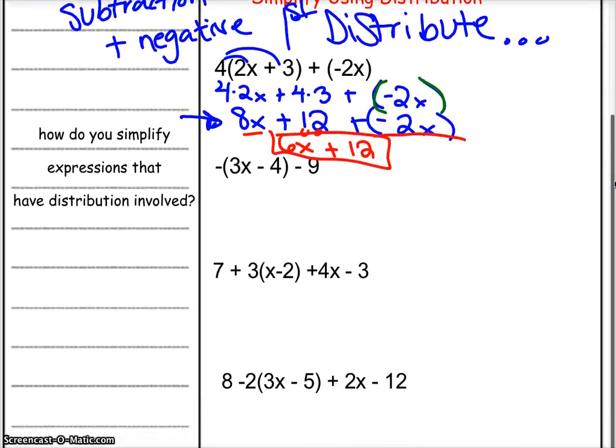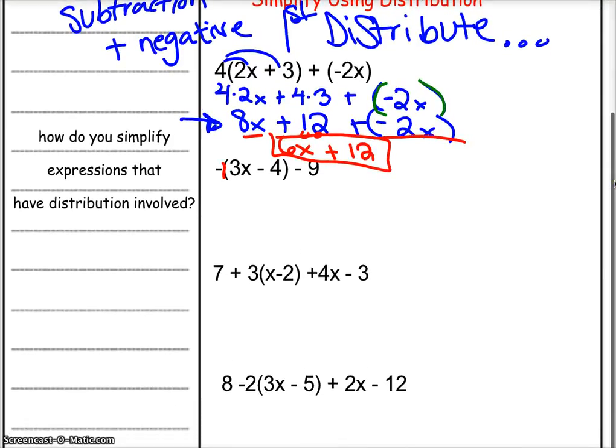Distributing this negative, I would put a negative 1 there just to help myself. I'd change this to plus a negative. I'd change this to plus a negative. Some of you might not love doing that, but trust me, it is very helpful when you're dealing with a lot of negatives, because little mistakes happen all the time, and they're less likely to happen if you plus a negative. So negative 1 times 3x is negative 3x, plus negative 1 times negative 4 is a positive 4, plus a negative 9.